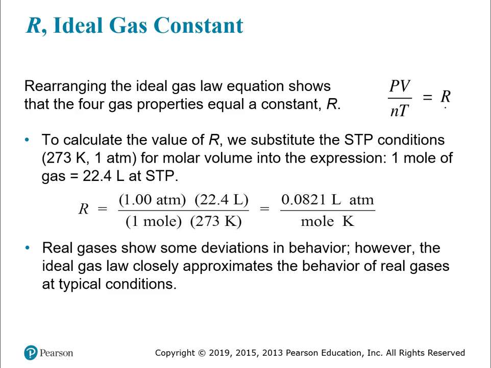If you rearrange for R, which is a constant, and you substitute in the STP conditions we talked about, where you've got 273 Kelvin and 1 atmosphere, and you've got 1 mole, which means that you know the volume is 22.4 liters, then you can get a relationship between all of these things. That's where the R comes from.